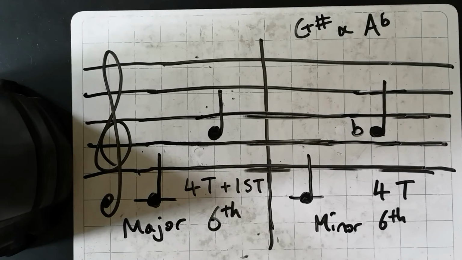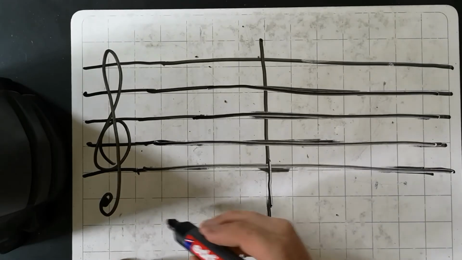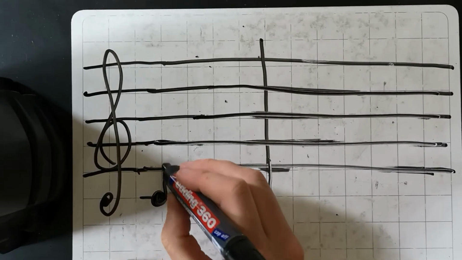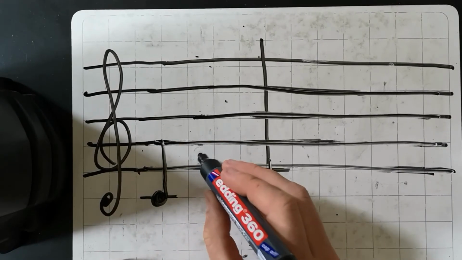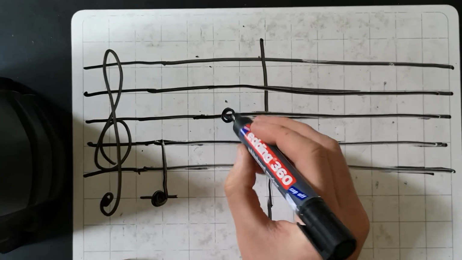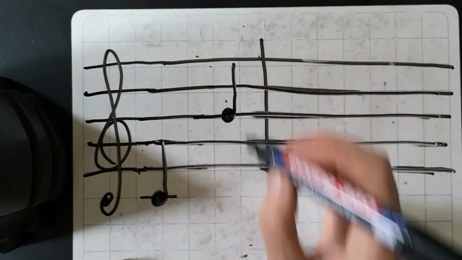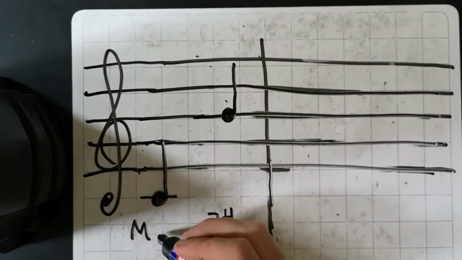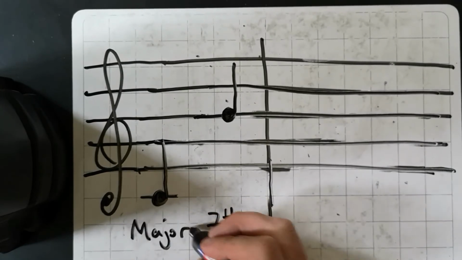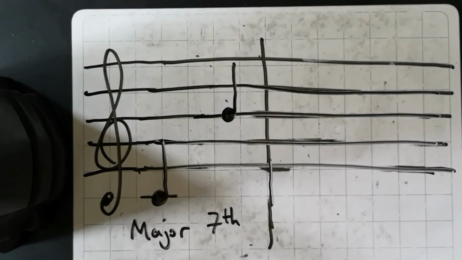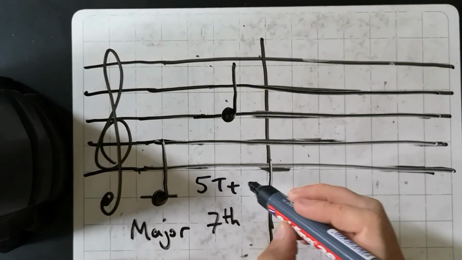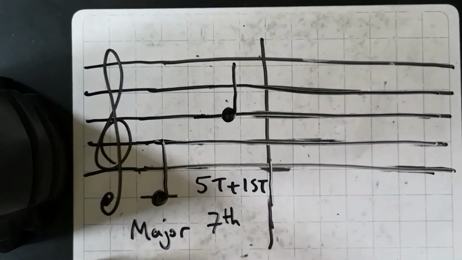And then finally sevenths. So sevenths, again, let's start off with C. 1, 2, 3, 4, 5, 6, 7. It would be the note B. That's a seventh. And that is a major seventh. Okay, it's a major seventh because it's 5 tones and 1 semitone.